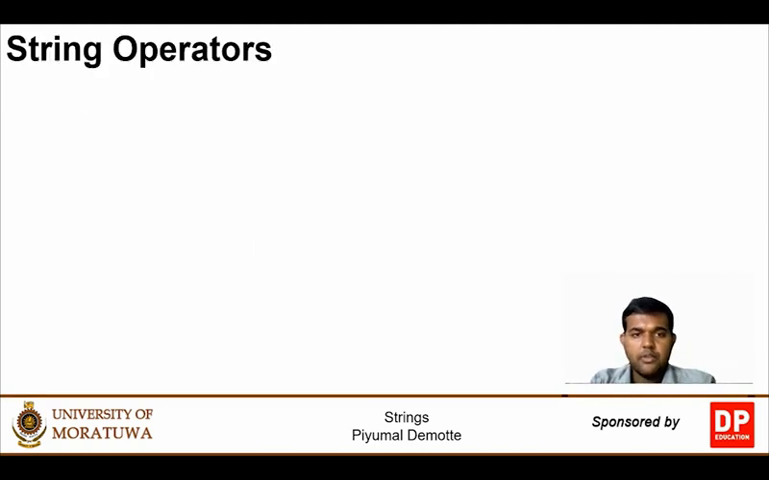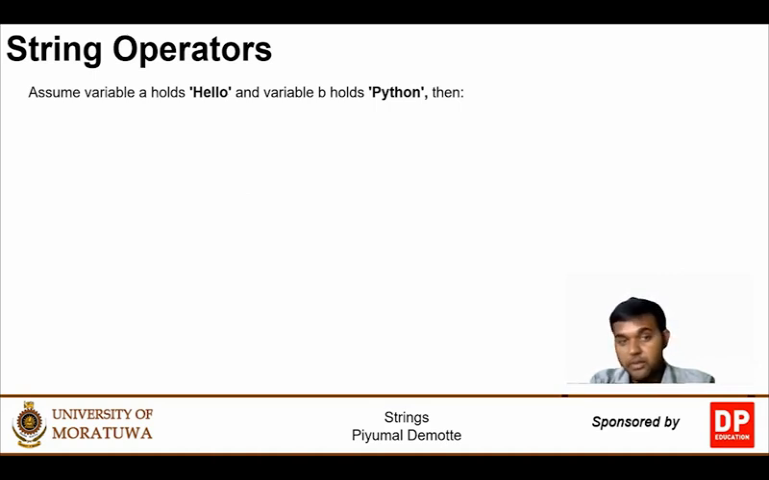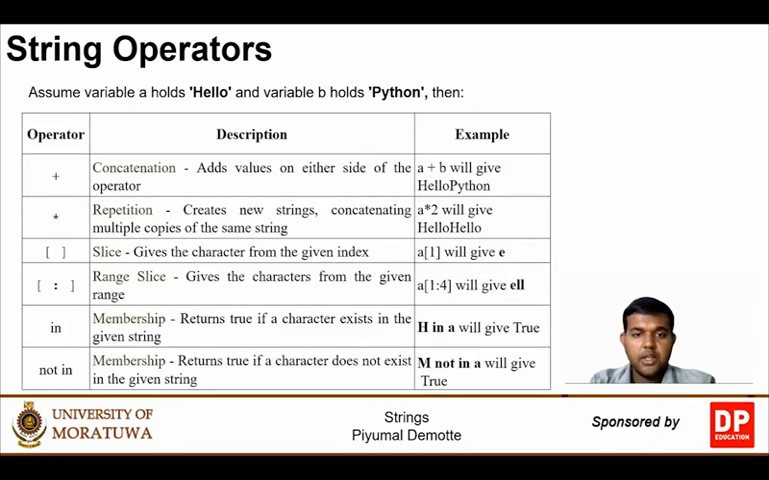Let's discuss the summary of the string operators discussed under this section. Let's have two strings, hello assigned to variable a and Python assigned to variable b. As we know, the plus or concatenation operator adds the string values on either side of the operator. As an example, a plus b will return hello Python without any spaces in between. The asterisk or repetition operator repeats or creates a new string concatenating multiple copies of the same string. As an example, a asterisk 2 will return hello hello without any spaces in between.